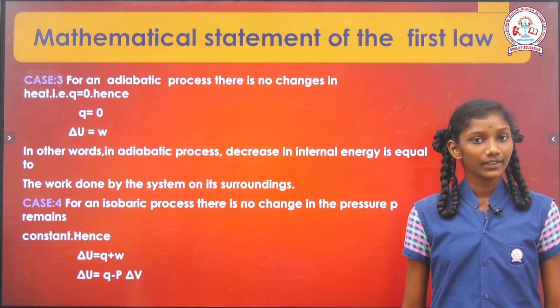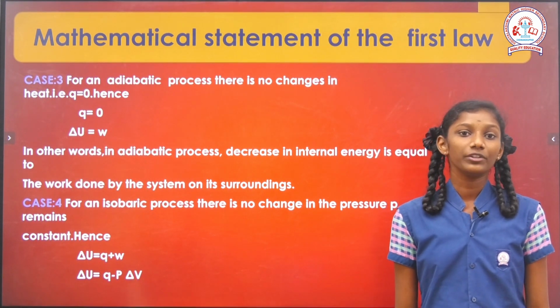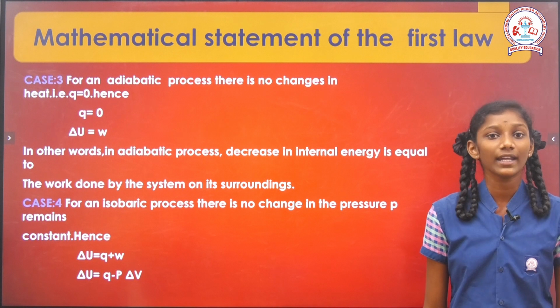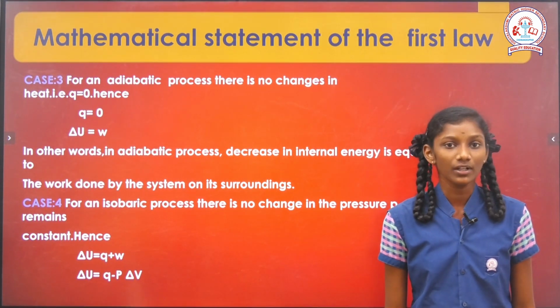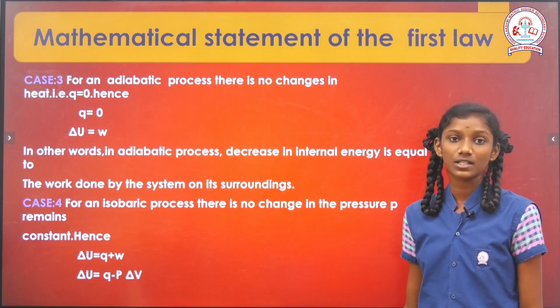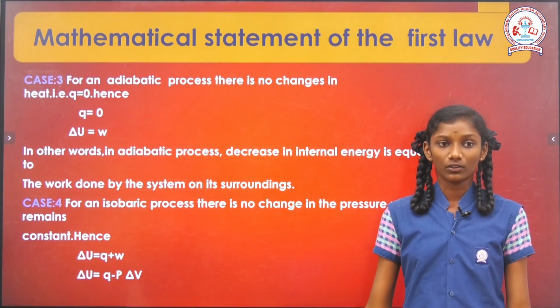In case 4, for an isobaric process, there is no change in pressure, that is P is constant. So, we know that delta U is equal to Q plus W. We already saw in case 2, we can write W as P delta V. So, substitute this in this equation, delta U is equal to Q minus P delta V. Here P is equal to constant.